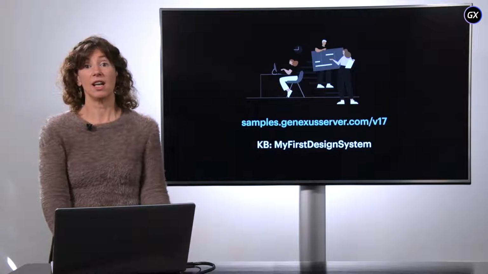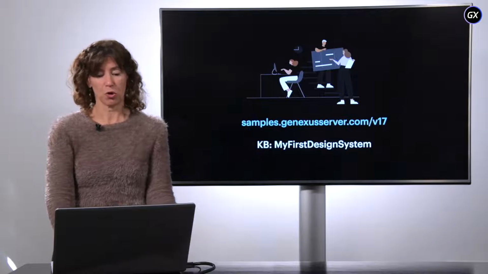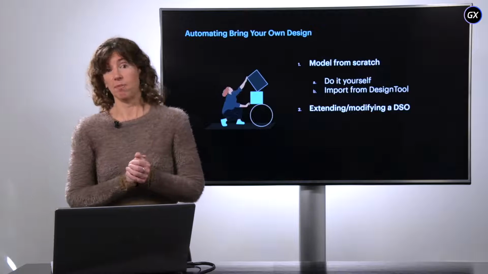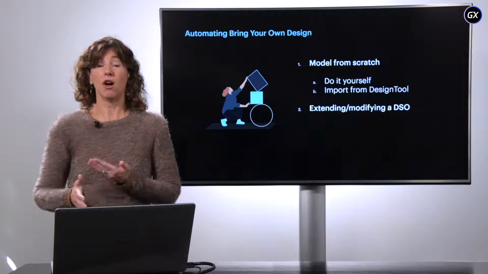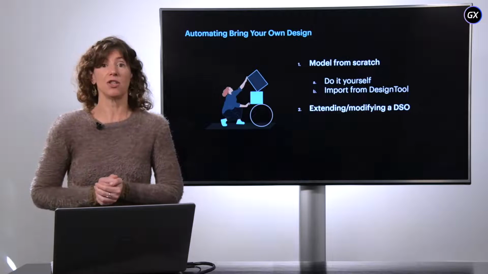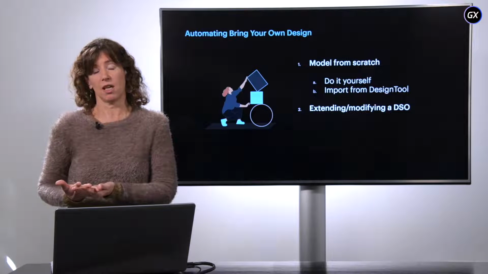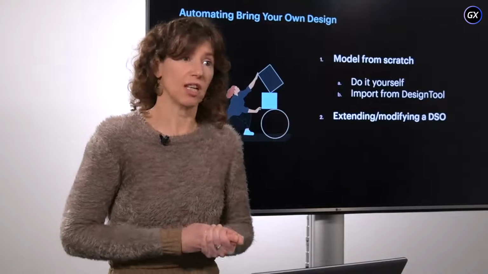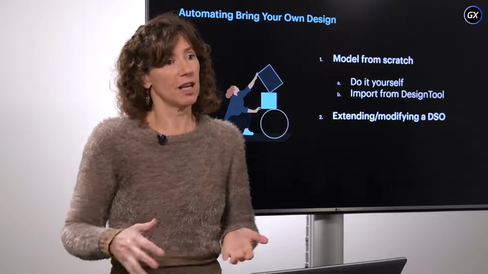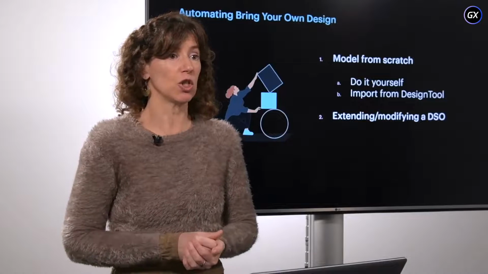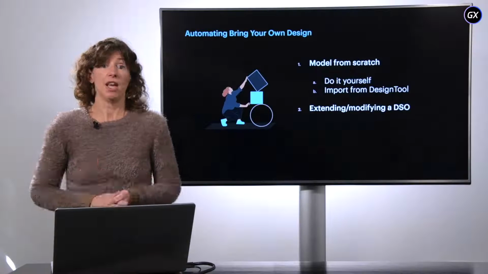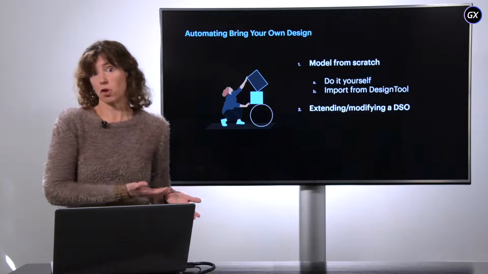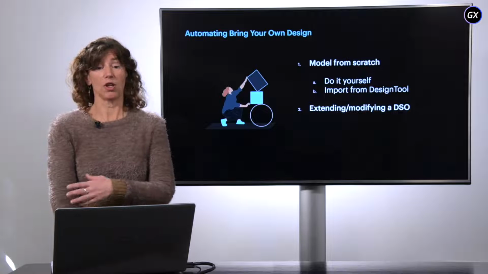So here on this GeneXus server, you can find the KB to download and test everything we already mentioned. So here what we did was model a design system object from scratch. We did it ourselves. The other option is to import the design that the designers put together in their design tool. And that is a GeneXus feature, which is the import from Sketch feature. For now, we can only use Sketch, but this is going to be expanded to include other design tools. And also, of course, we can extend or modify a design system object as we already saw.